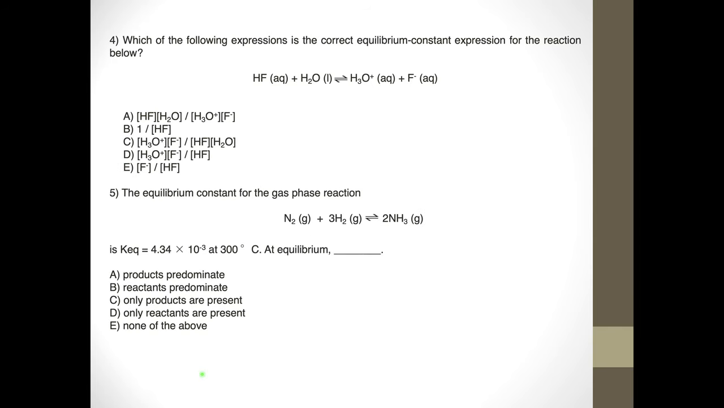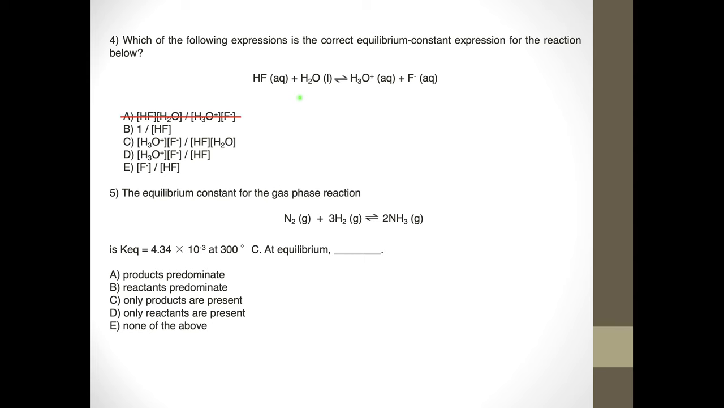Number four, which of the following is a correct equilibrium constant expression for the reaction below? Here we have hydrofluoric acid, that is a weak acid, that's why it's an equilibrium here, plus water, which is going to create a hydronium ion and the fluoride ion. Here we know that water is not part of the equation because it's the solvent. You have a lot of water there, and even though some is reacting a little bit with the hydrofluoric acid, the amount is so small that it's not going to change the concentration of water. So that's why it's not part. You're going to keep water constant, so that's why H2O is not part of the equation.